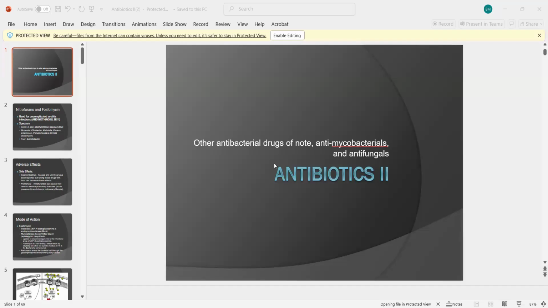You can see why resistance is going to be hard to come by, because you have to have mutations in two different genes in order to confer resistance. What are they good for? They're good for Staph aureus, particularly many MRSA strains.